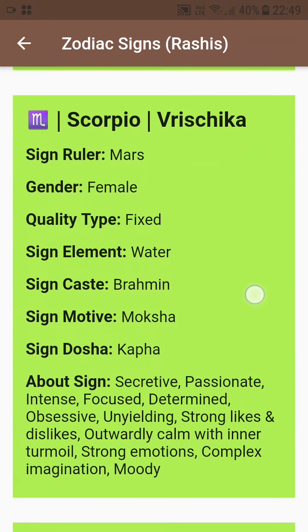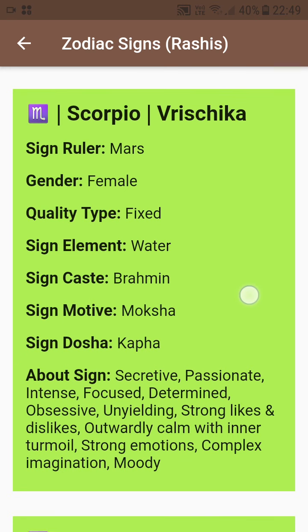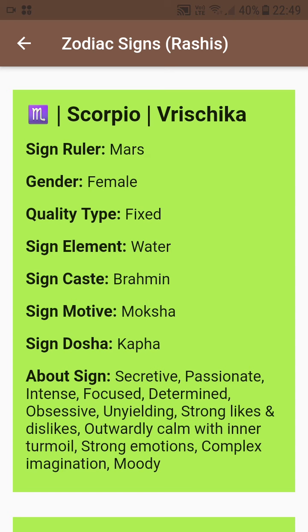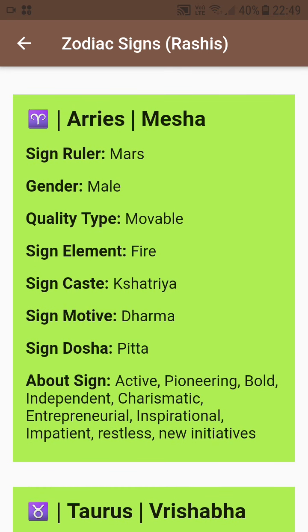Let's move on to the next, Scorpio, Vrishchika. Again, it's the eighth Rashi ruled by Mars. The first one was an air sign, okay, and this is a watery sign. And you can see the first one was fire and this is watery. So here this person would be very intense, a little intense because it's a fire.